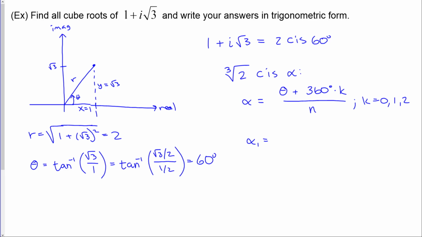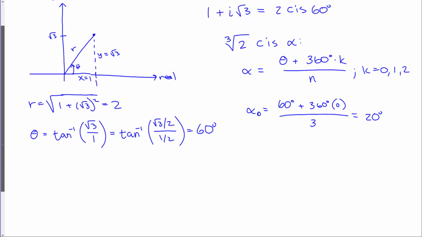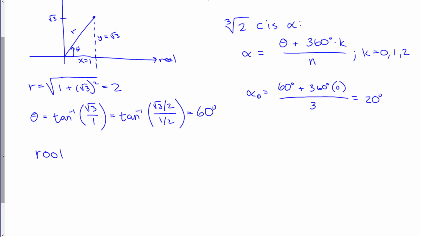All right, so I'll say alpha 1 here. The theta is constant, it's 60. Then I'm going to let k equal, let me say alpha sub 0 to get that to mesh up, divided by n, which is 3. So effectively, in this case, it's 60 divided by 3, which is 20 degrees. Okay, there's my first root. So my roots, I have cube root of 2 cis 20 degrees. Here's one.